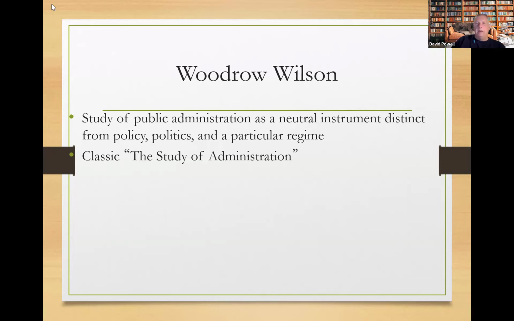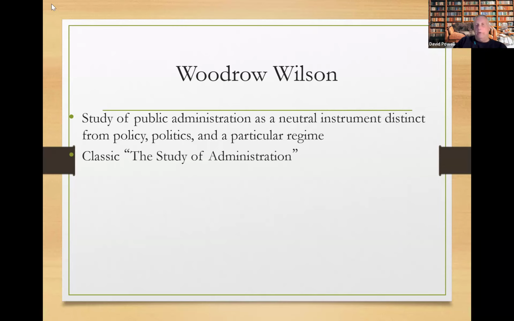So it's important to recognize that when we talk about Woodrow Wilson, we're talking about him in a very narrow view, in terms of his contribution to the creation of the separate study of public administration and the development of the field. In his classic study, The Study of Administration, which is the most famous study in the field of public administration, Wilson made the argument that the work of government in the 1880s had become very complex and very complicated. It had become so complex that we needed a separate field in order to study the work of administrators.